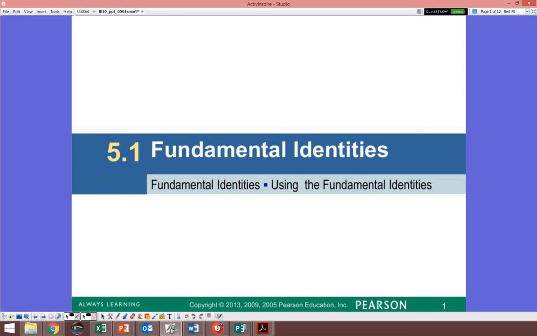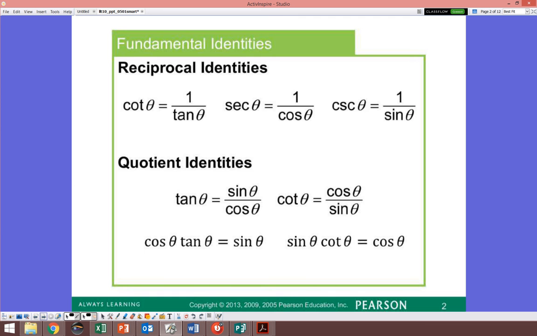Today we're doing 5.1, fundamental identities. All right. So these are things that we already know.